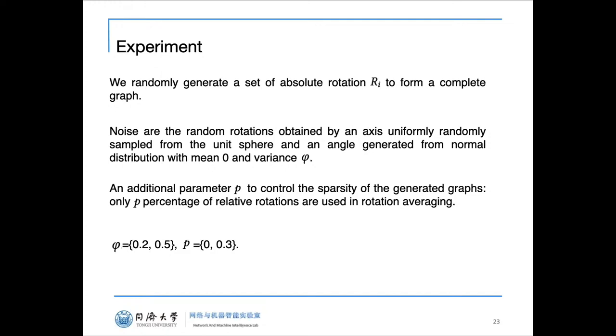In addition, the parameter p is used to control the sparsity of the generated graphs, meaning that only p% of relative rotations are used in rotation averaging. In the simulations, we set phi to be 0.2 or 0.5 and p to be 0 or 0.3 in our four sets of experiments.